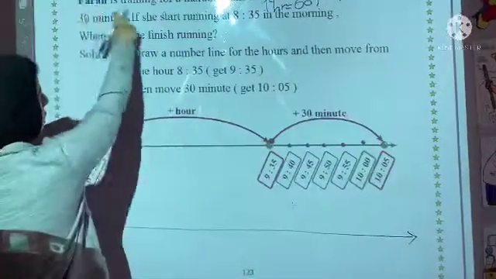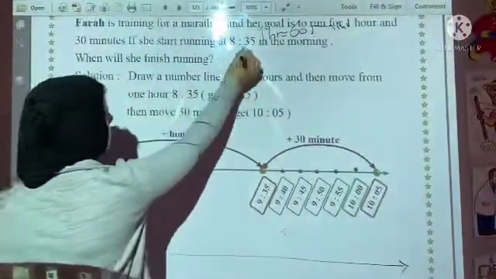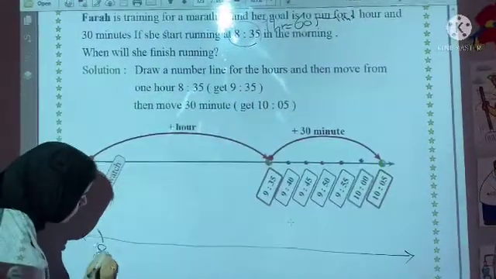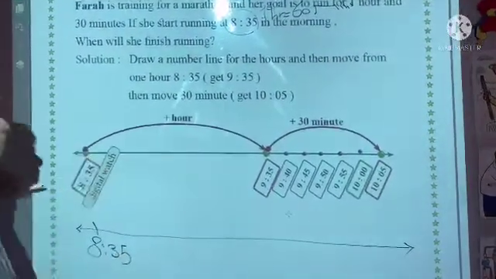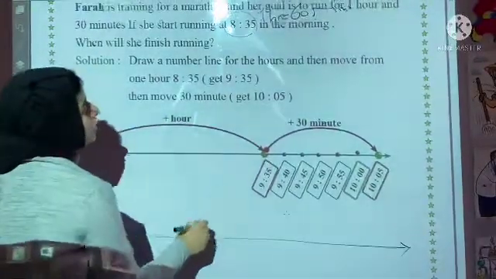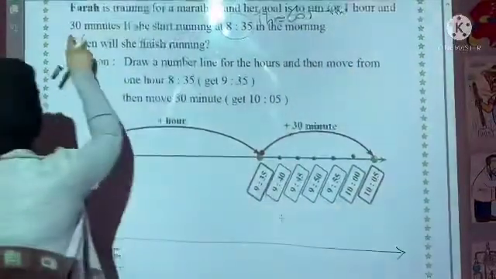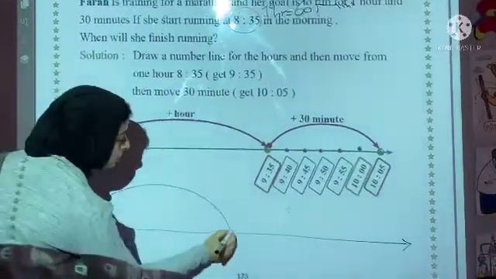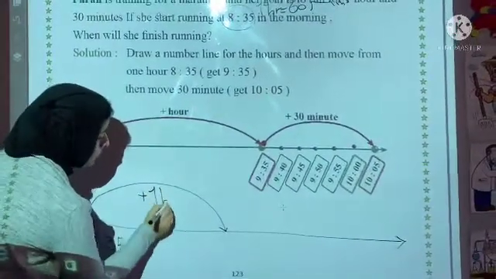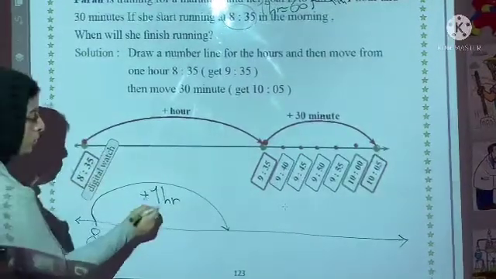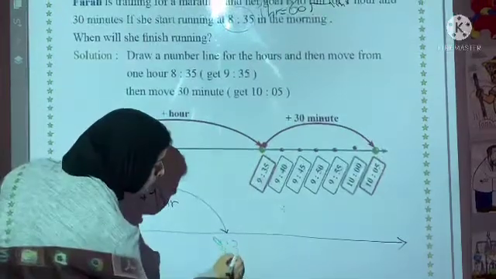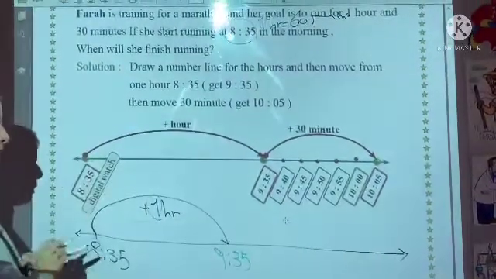So when is Farah going to start? She's going to start at 8:35. I'm going to put 8:35 here. How much time does she take? She takes 1 hour and 30 minutes. So first of all, add the hour. When I add 1 hour to 8, it will be 9:35. Then start to add minutes.